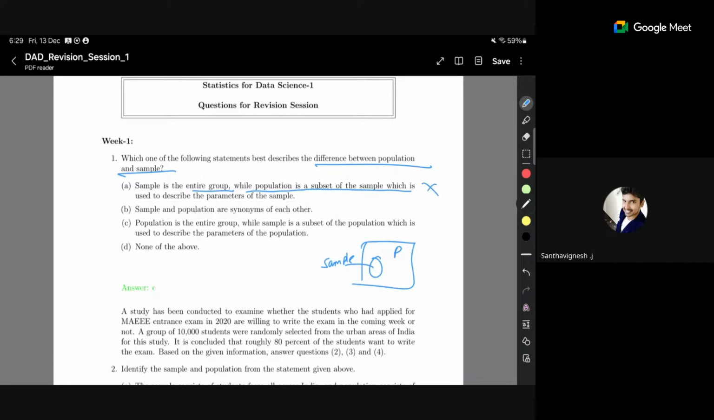So this is not correct. Sample and population are synonyms of each other. This is also not correct. We can see from this: population is the entire group, while sample is a subset of the population, which is used to describe the parameters of the population. Which is correct, right? So sample is coming from the population, and the sample is the one which is going to describe the population. So this is correct, and since this is correct, we consider this correct, right?